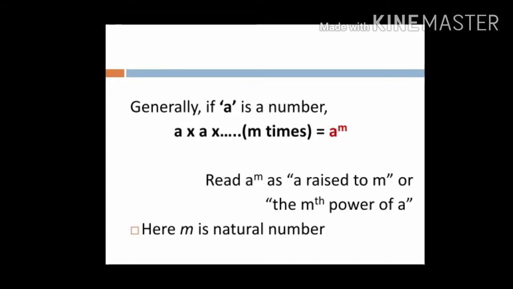Generally, if a is a number, a multiplied by a m times is equal to a raised to m. It can be read as a raised to m or the mth power of a. Here, m is a natural number.